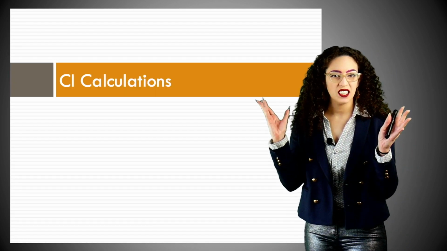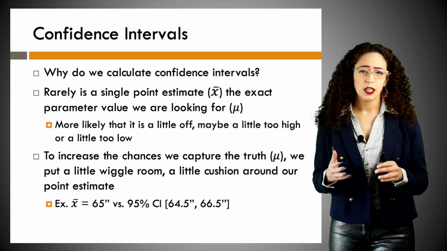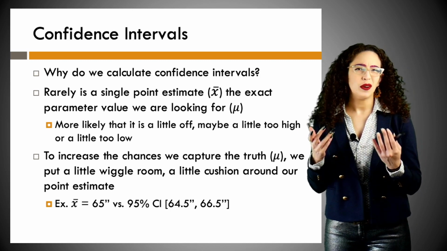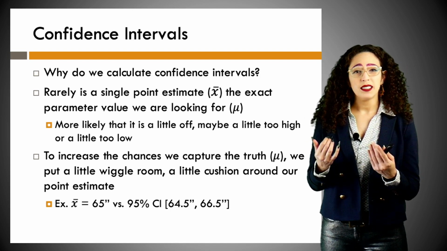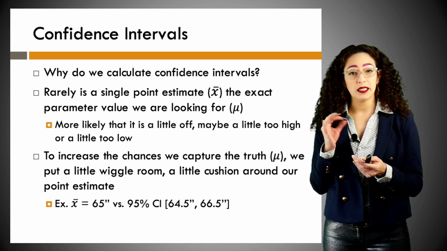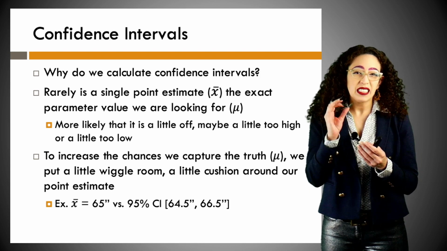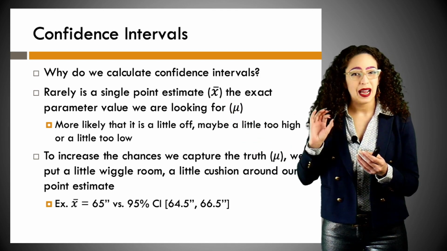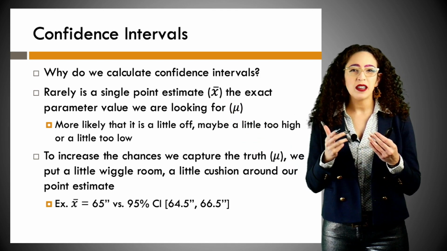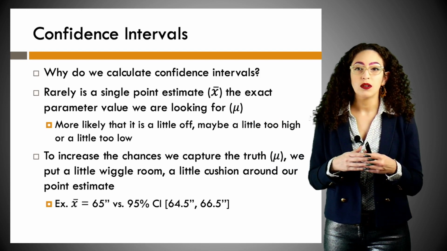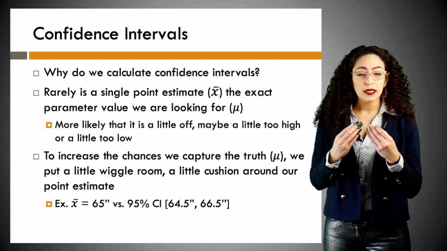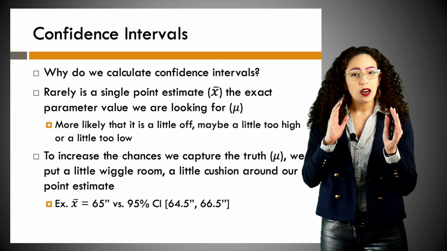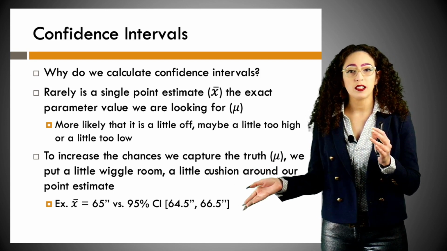Let us calculate confidence intervals. Before we even start calculating, let's remind ourselves, why are we doing this? Why create a confidence interval? Because rarely is our one-point estimate, the mean that you calculate, for example, exactly the parameter or the truth. So rarely does your x bar equal exactly mu. More than likely it's going to be a little bit off. Maybe it'll be a little too high or a little too low. So to increase our chances of capturing that true mu, we put a little wiggle room around our point estimate, a little bit of cushion, and we create this confidence interval.